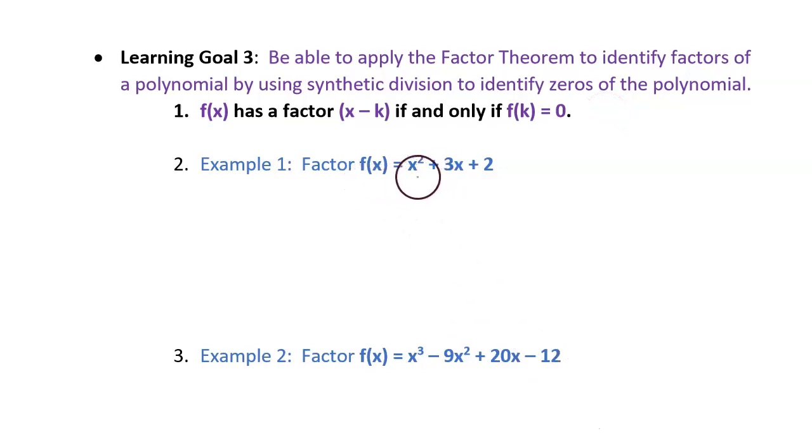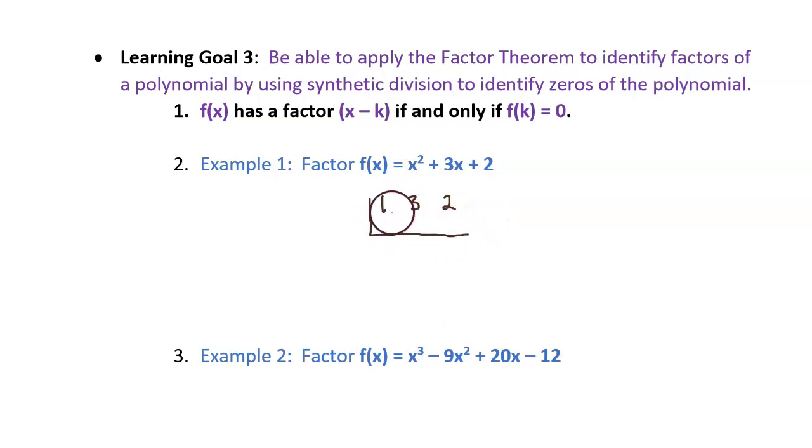We want to factor this trinomial. And to help us factor it, we're going to use the synthetic division technique. So we have 1 from the x squared, 3 from the x, and then the positive 2.